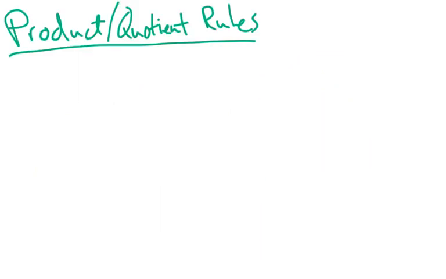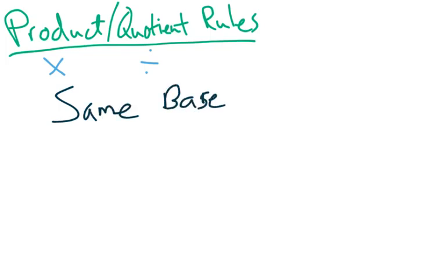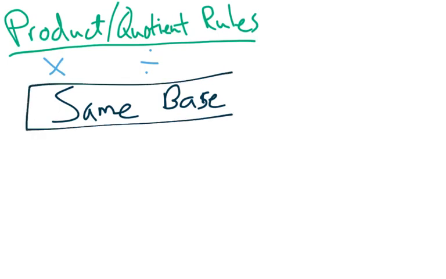So now, let's talk about the product and quotient rules. So product, keep in mind, that means multiplication. Quotient means division. And what this is getting at is if we had something where we have a product or a quotient with the same base. Same base. So this only works if we have the same base. So I'm going to put that in a box.